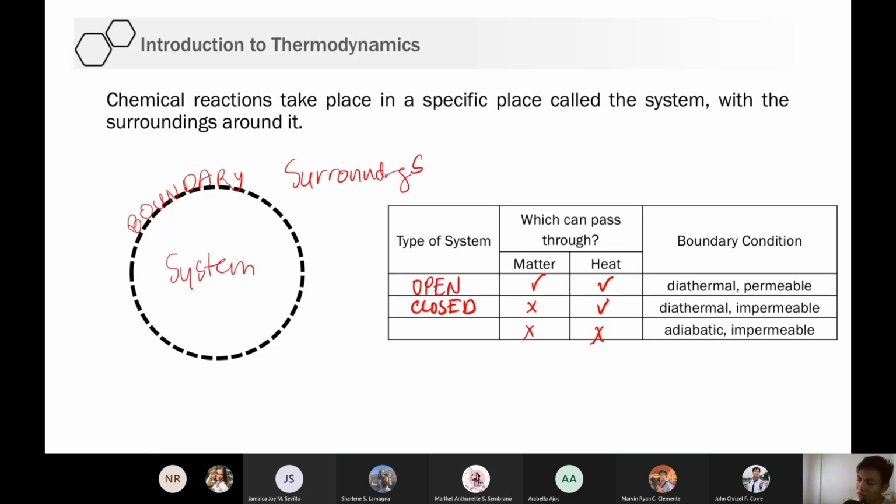Ayan. Naka-close yung system natin. Ibig sabihin, may takip. No? The matter cannot pass through. Yet, the heat can. No? Kaya ng heat. Okay? Kaya pa rin ng heat naman mag-pass through.